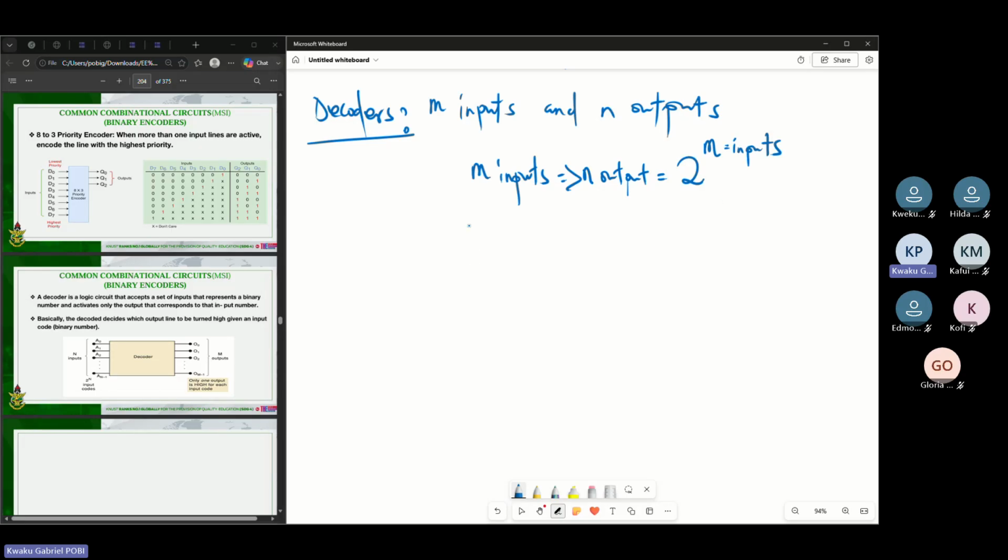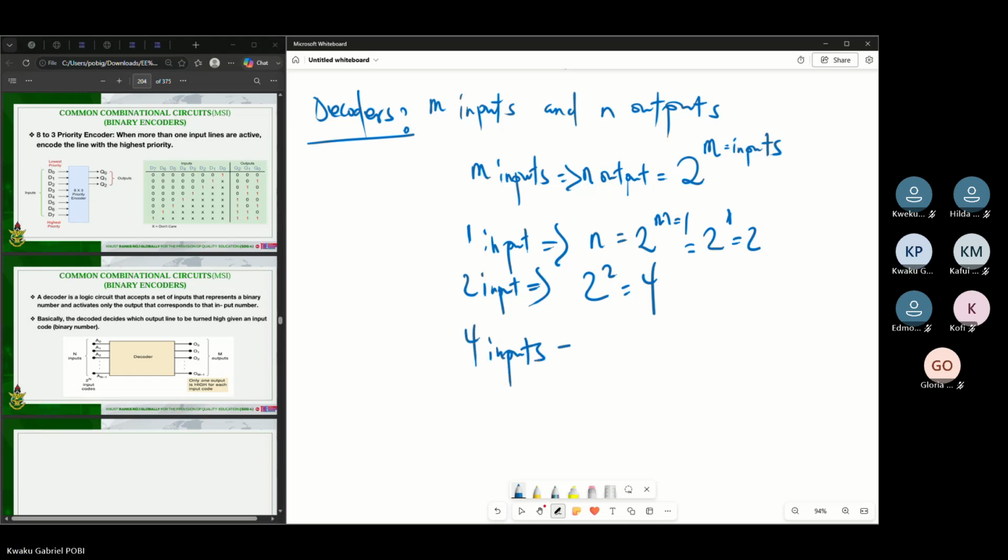So your m is your number of inputs. In a case where you have one input, n equals 2 to the power m, which is 2 to the power 1, which is 2 outputs. In a case where you have 2 inputs, you end up getting 2 to the power 2, which is 4 outputs. In a case where you have, let's say, 4 inputs, you end up getting 2 to the power 4, which is 16 outputs.